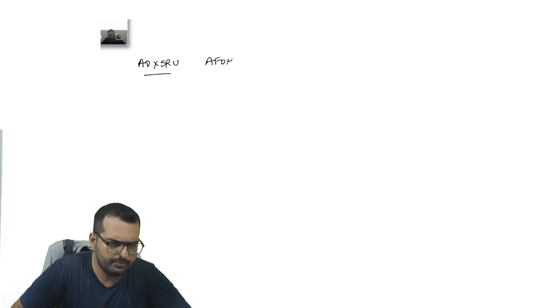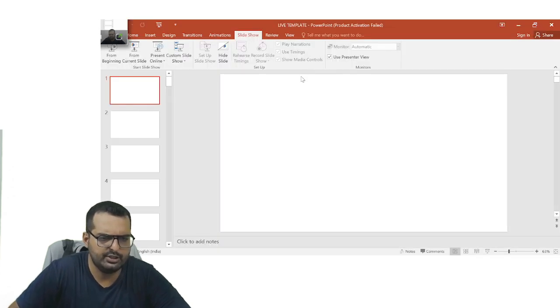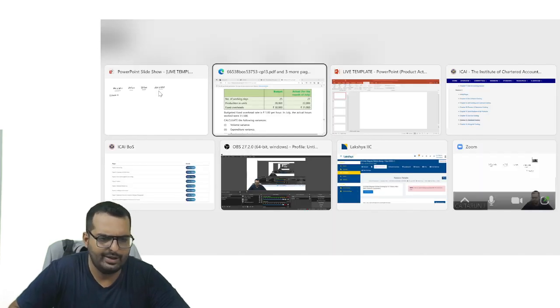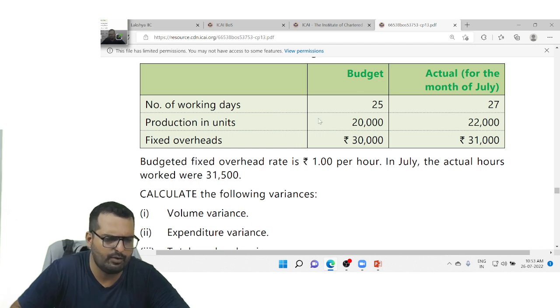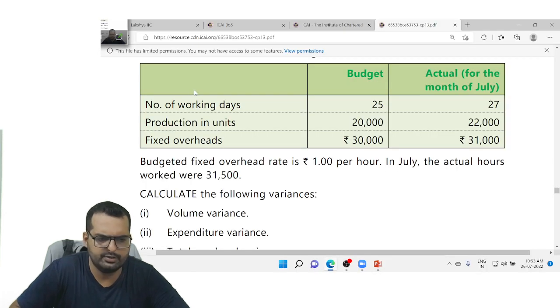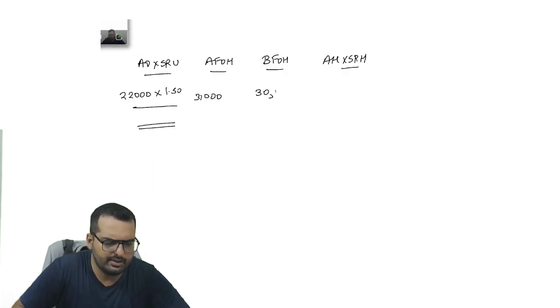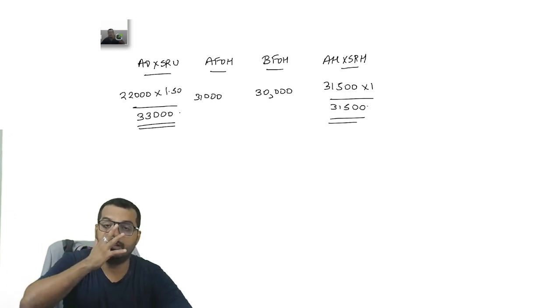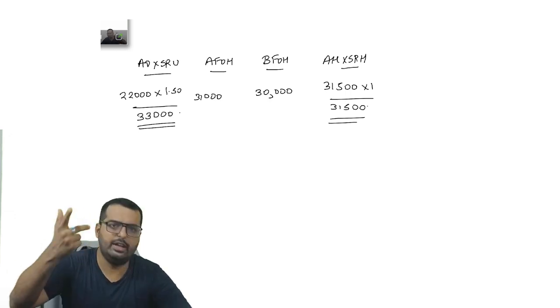AO into SRU, AFOH, BFOH, AH into SRH. So AO is going to be 22,000 into SRU, the standard rate per unit, that will be 1.5, 30,000 divided by 20,000. All right. AFOH is 31,000. This one is 30,000. And the last one, AH into SRH, is going to be 31,500 into 1. This one would turn out to be 33,000. All right. 2 minutes time, friends. If anybody has not done it, please do it and finish it off. Then we'll go to the next problem.